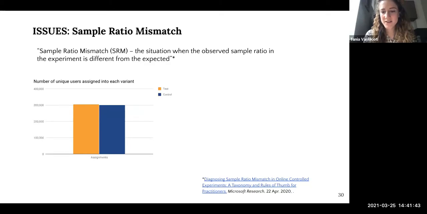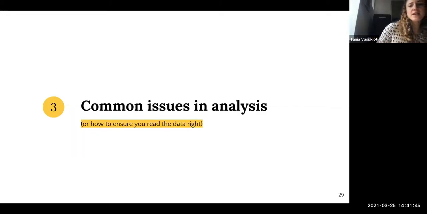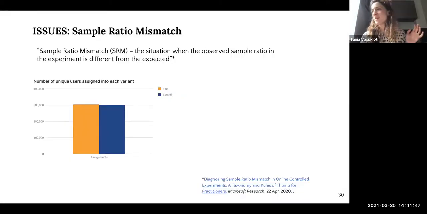So when we analyze data, there's essentially one strong signal that something was wrong in the implementation. And that strong signal is called sample ratio mismatch. Essentially, that is a situation where the percent of users we see in test or control group, or in whatever other variant, does not correspond to the theoretical percentage that we expect.